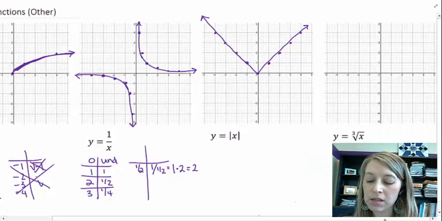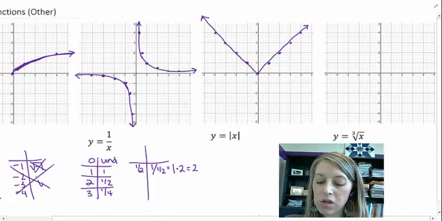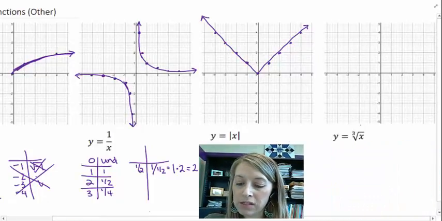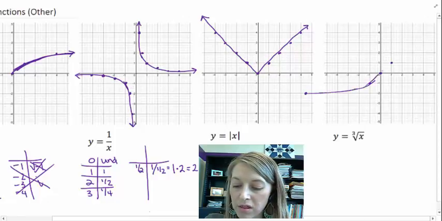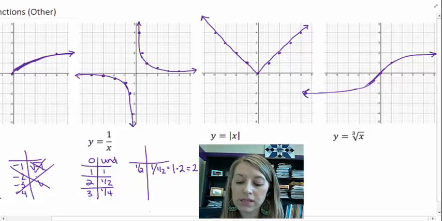And then last but not least, the cube root of x. So I'm just going to go ahead and fill in some points. Cube root of 0 is 0. Cube root of 1 is 1. Cube root of -1 is -1. And then I would go over to the cube root of 8, which is not going to be on this graph, but I can guess that's going to be 2. And then the same thing over here. And so it's going to have this shape here. And so that's the shape of the cube root of x.